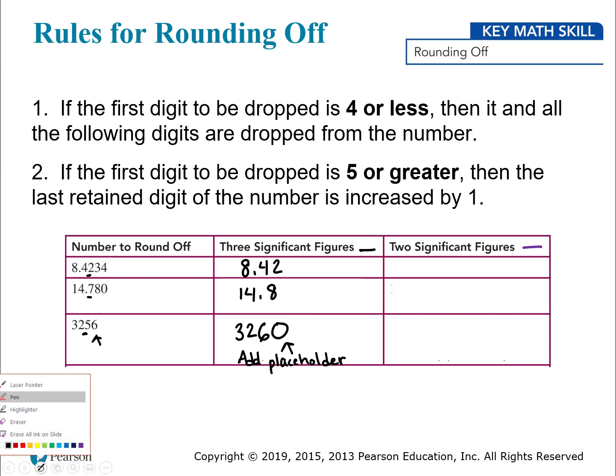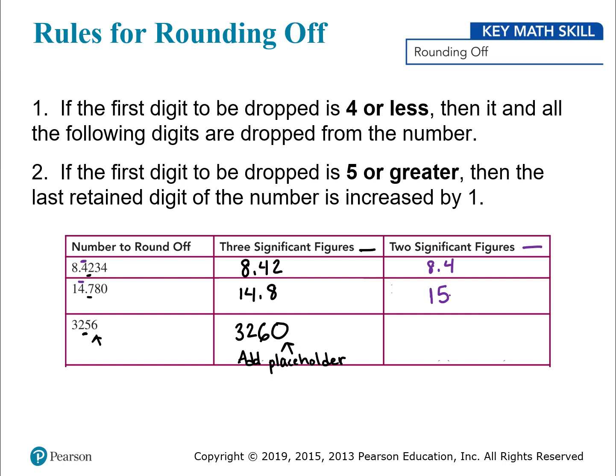Now we'll go back through with the same numbers, only this time we'll round to 2 significant figures. For the first number, it means that we're going to retain the 4 and everything else after that has to go. 2 is 4 or less, so we're just going to write 8.4. 14.780, we're looking at retaining the 4 as our last digit. Next to that is a 7. That means we're going to bump that 4 up to a 5 and write 15.